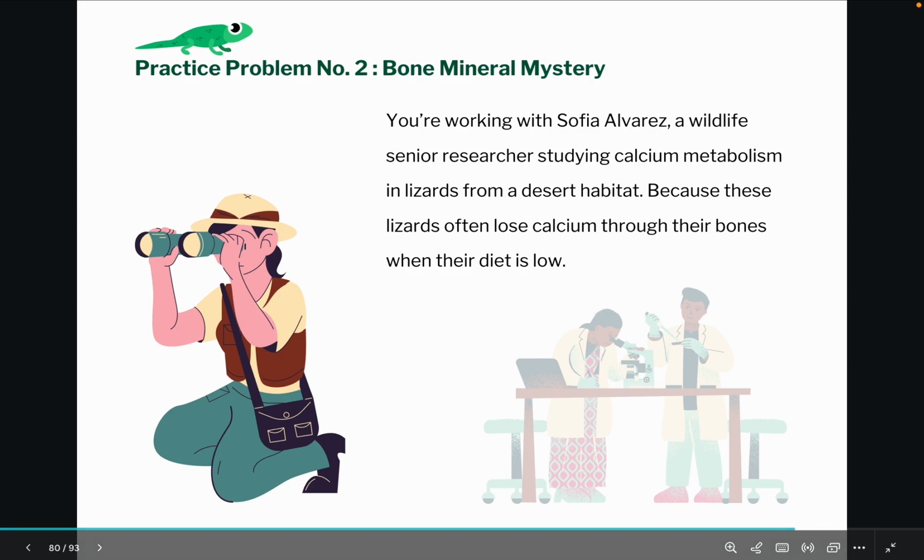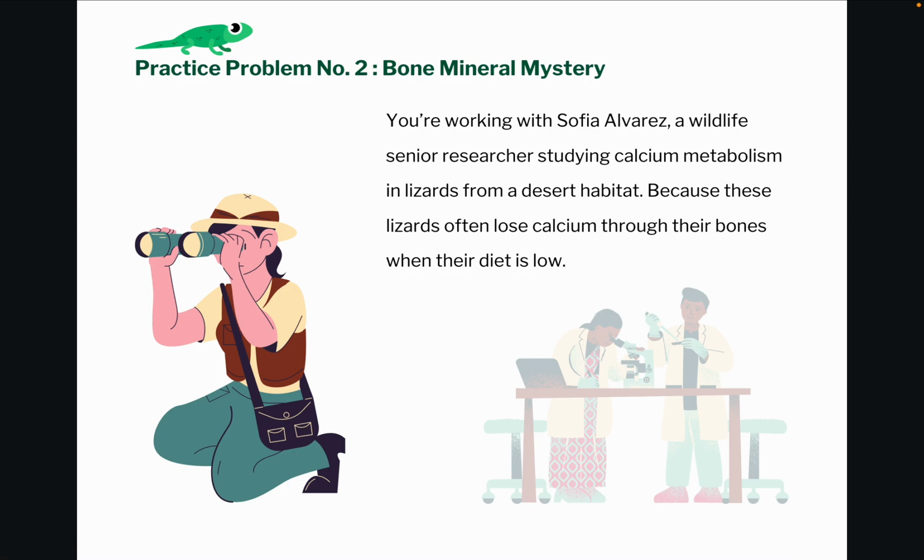The next practice problem is titled Bone Mineral Mystery. Imagine you're working with Sofia Alvarez, a wildlife senior researcher studying calcium metabolism in lizards from a desert habitat, because these lizards often lose calcium through their bones when their diet is low.